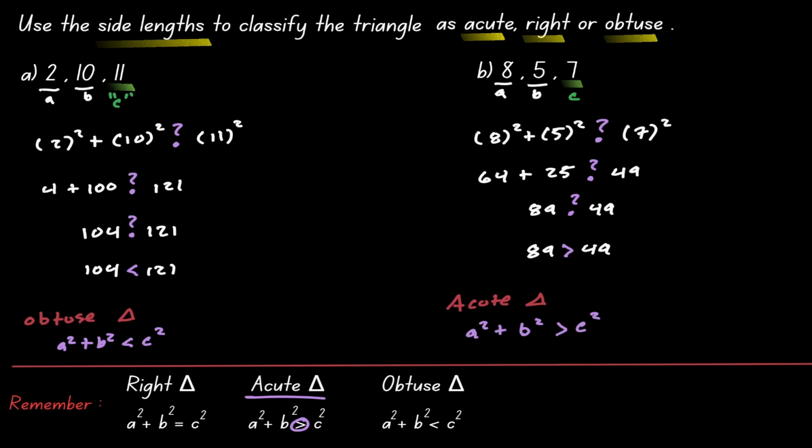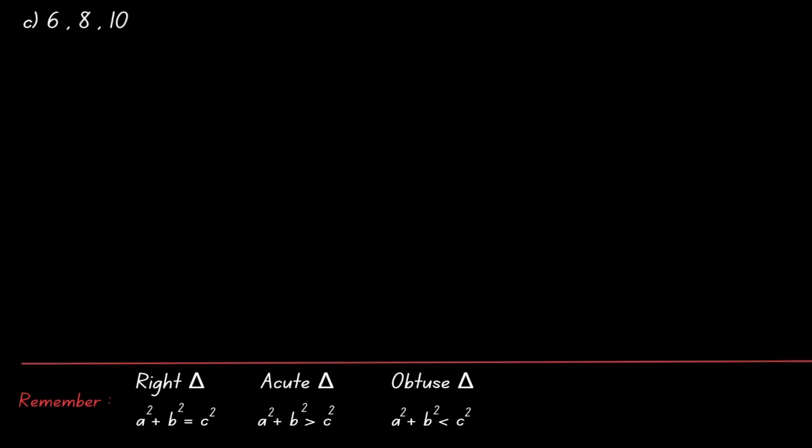Let's take a look at one more example. Let's start by identifying the value of c, which in this case, we can see that it's 10. That's the greatest value of the three. And for a and b it does not matter. So a, let's call it 6. And for b, let's call it 8. So now let's figure out if we're going to have an equal sign, a greater than sign, or a less than sign. So we'll have a squared plus b squared on the left-hand side. So that will be 6 squared plus 8 squared. We do not know the outcome, so let's put a question mark. And c squared on the right-hand side.